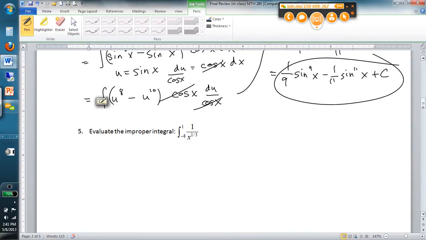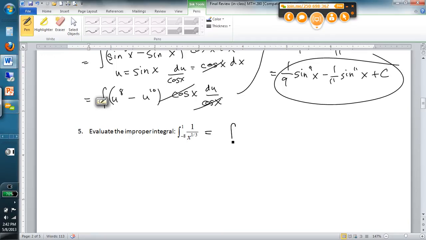Number 5, improper integrals. A lot of the improper integrals we did were because one of the limits was infinity, and that was one type of improper integral. And remember, on improper integrals, we're going to use the t-limit stuff. This, however, is one of the more complicated ones, I guess I would say. What is improper about this? Because I don't go to infinity or negative infinity. It doesn't work for 0. I've got a discontinuity in the middle of this thing.